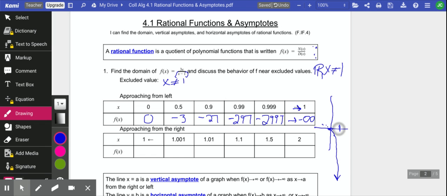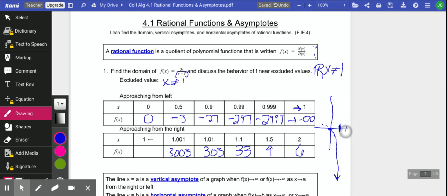But what happens when I plug in numbers on the other side of 1? If we approach from the right, first I'm going to plug in 2. 3 times 2 divided by 2 minus 1 is going to give me 6. I can get closer to 1 than that, so I'm going to plug in 1.5, and that gives me 9. I can get closer to 1, so I'm going to plug in 1.1. I think that gives me 33. If I plug in 1.01, I get 303. And 1.001, I get 3003. And I could keep doing this. I could plug in 1.0001, so on and so forth.